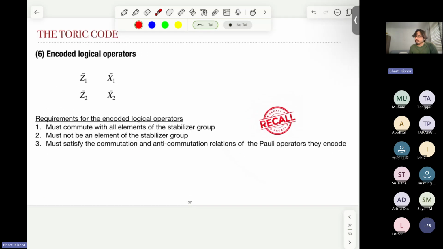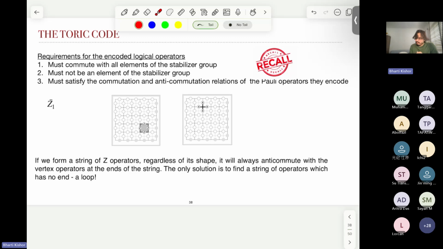So these are the conditions, like if you recall. Let's see how the encoded Z operator will look. The encoded Z operator should not be any loop, right? Because any loop you can write as a product of plaquette generators, so it will be in the stabilizer group. Then one can say it must be a string. Yes, a string makes sense.